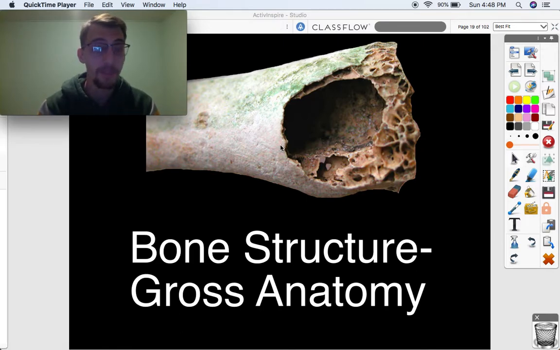Today we are continuing our fourth unit in the skeletal system by discussing the gross anatomy of a bone, or bone structures, because if you really think about it, every single bone, and you've got 206 of them when you're an adult, is by definition an organ. If it's made up of multiple different tissues acting together for a similar purpose, it is thus an organ.